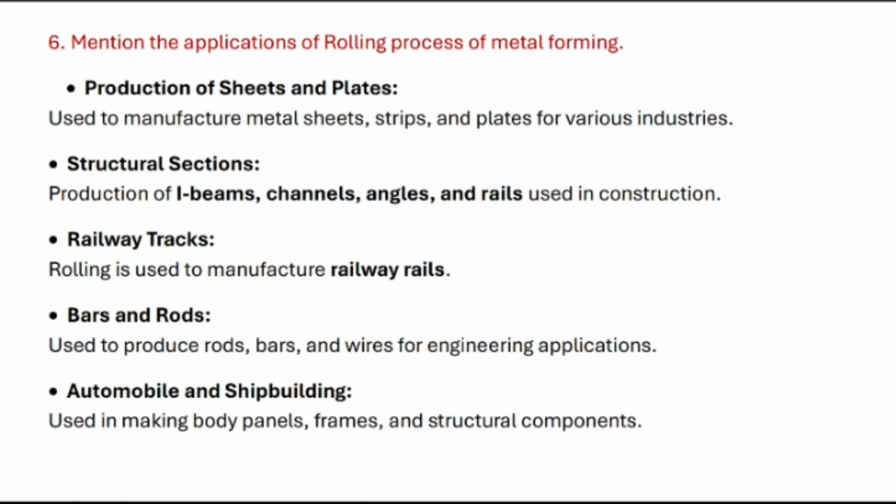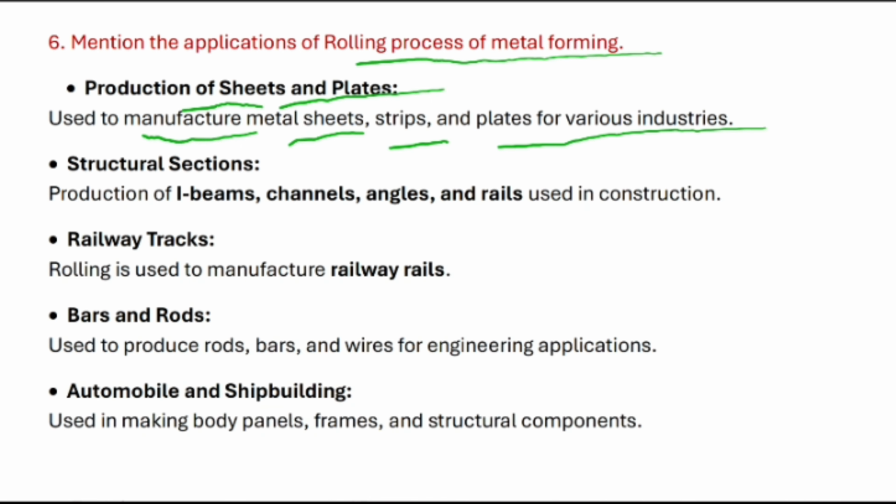Next, mention the applications of the rolling process for metal forming. The first one is production of sheets and plates, used for manufacturing metal sheets, strips and plates for various industries. Next is structural sections, the production of I-beams, channels, angles and rails, used in construction. Next is railway track, used for making railway rails.